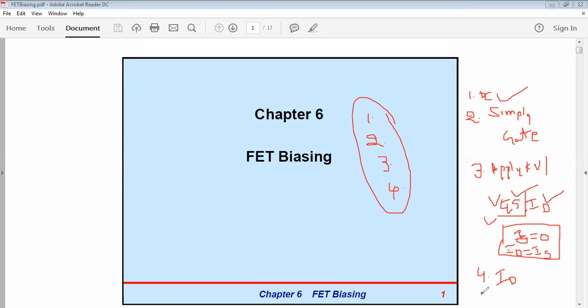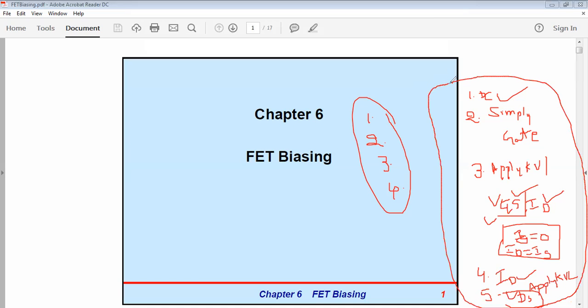The fourth step is find the current. Once you know the current, you can easily find VDS by applying output KVL. Now the fifth step is apply KVL to the output loop. Then find VDS. Why? Because we already know the ID value. So these are the 5 steps to remember for biasing techniques.